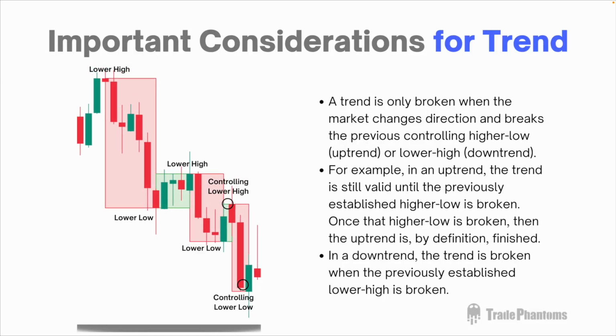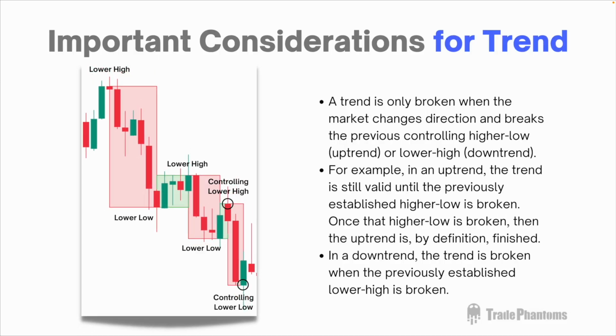To understand control points, you need to understand how trend moves and how control points move as trend is established. So let's look at this downtrend here on the left. Here we have a very clear downtrend. We are establishing lower lows, lower highs, lower lows, lower highs, and lower lows.